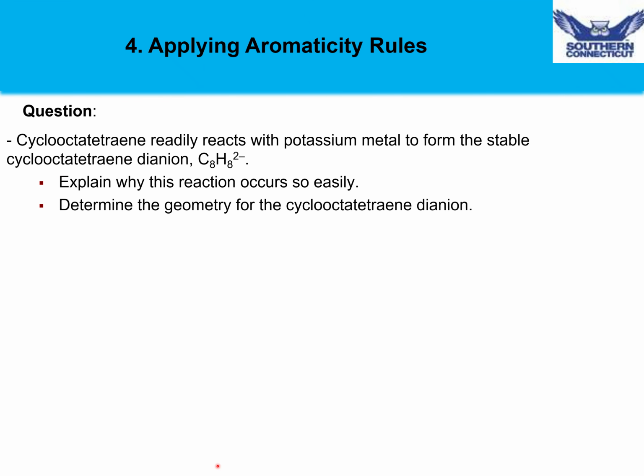In this question, we have an example of applying the aromaticity rules towards a reaction product. So we have cyclooctatetraene, and the question is asking us why it reacts with potassium metal so readily to produce a dianion. So we want to explain why the reaction happens so quickly or easily, and also determine the geometry of this dianion.